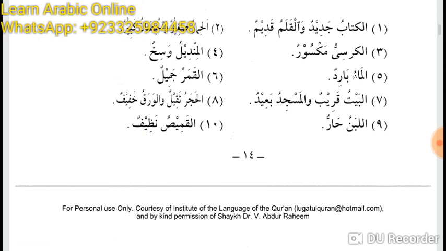Now we have some more sentences. I will read the sentences, so listen. Al-Kitabu jadidun. The book is new. Wal-Kalamu kadimun. And the pen is old. Al-Himaru saghirun, wal-Hisanu kabirun. The donkey is small and the horse is big. Al-Kursiyu maksurun. The chair is broken. Al-Mindilu wasikhun. The handkerchief is dirty. Al-Ma'u baridun. The water is cold.